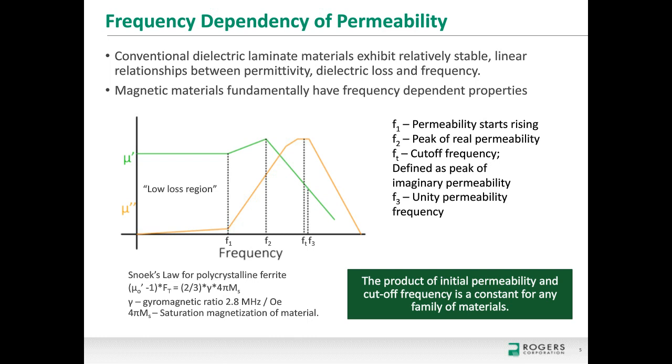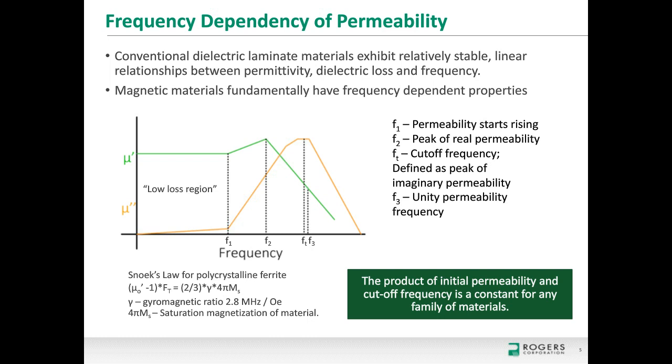Above F1, the real portion of permeability will begin to rise. The imaginary portion of permeability will begin to rise very rapidly, and you're now making a material that is higher in loss. The material will behave with a higher loss in this frequency range. At a critical frequency called FT, that is the cutoff frequency of the material. And what that basically means is it's the peak of imaginary permeability. So your magnetic loss has now gotten as high as it's going to be. And above that frequency, it will actually decline.